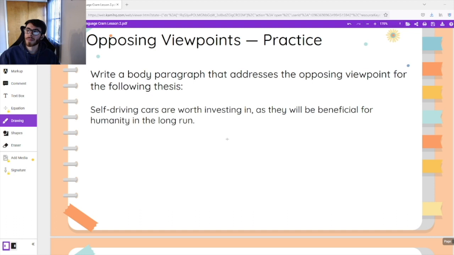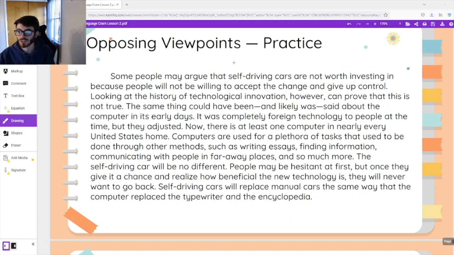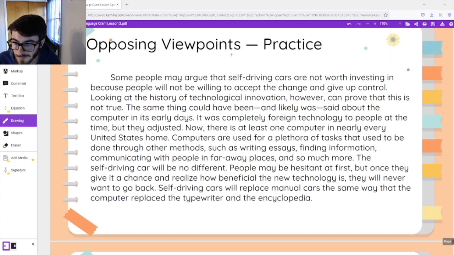So there's a couple different components you need here, right? First, you need to acknowledge the opposing viewpoint. Then you need to state a claim that states that the opposing viewpoint is wrong, that disputes the opposing viewpoint. And then you need evidence and commentary the same way as any other body paragraph. Pause this video, take as much time as you need. Give it a shot. Unpause when you are done. All right. Here is my example.